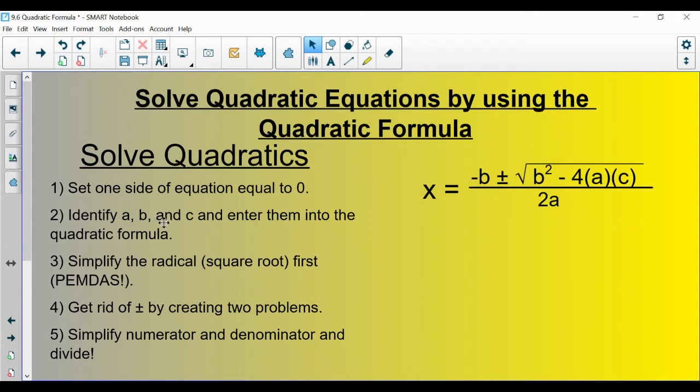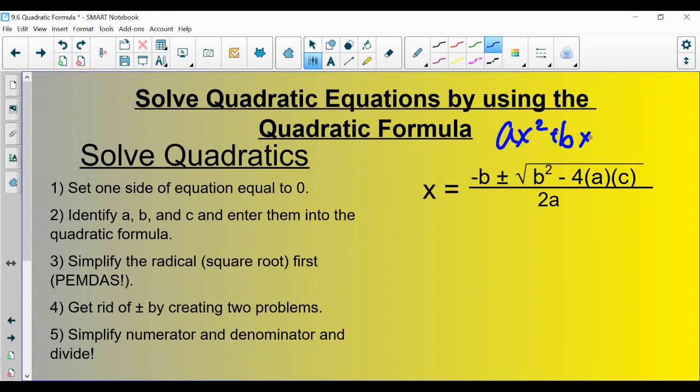Then you can identify the a, the b, and the c terms and write them into the quadratic formula. We know that quadratics are written like this: ax squared plus bx plus c. So the thing in front of x squared is a, the thing in front of x is b, and the number at the end is c.